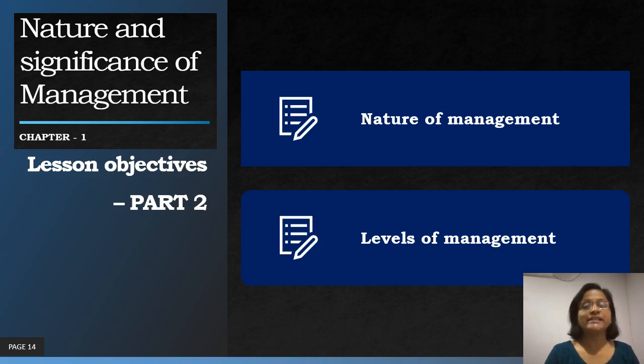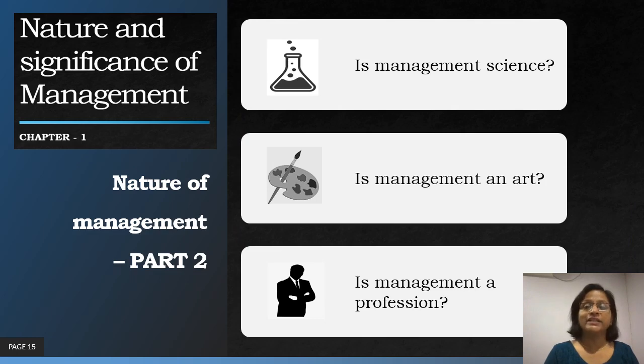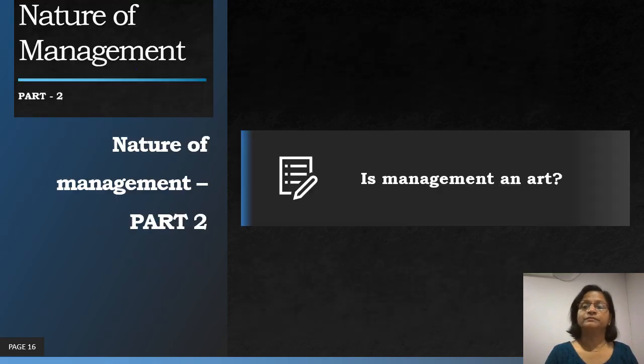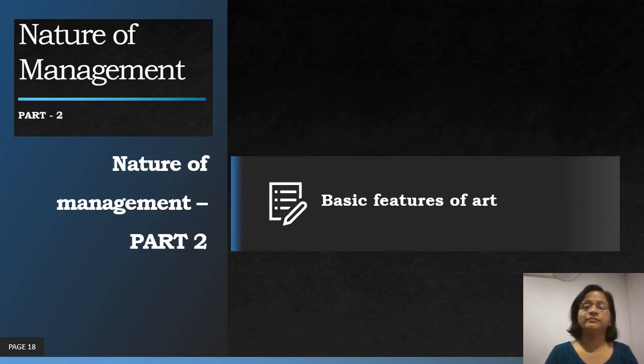Moving on to today's lesson objective, which is nature of management. How is the nature of management? So, as per that, we are finding out if management is a science, or it's an art, or it's a profession by nature. Let's check if management is an art. To know if management is an art, let's know the basic features of art.